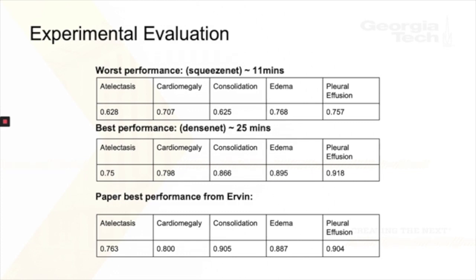From our whole project, two cases are worth our attention. Firstly, the worst performance happens when you use SqueezeNet. It only takes 11 minutes to train, but as you can see, there is a significant decrease for every indicator of disease prediction. However, the best performance happens when we use DenseNet. It takes 25 minutes, but it's not too long, and you can compare it with the best performance from Irvin's paper, that there are improvements in every indicator, the disease prediction level. So we can conclude that our whole project is successful to a certain degree.